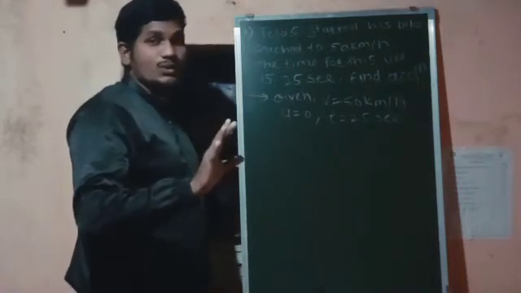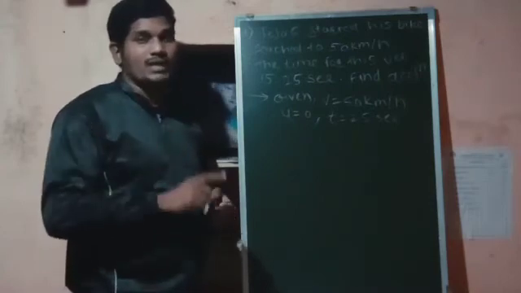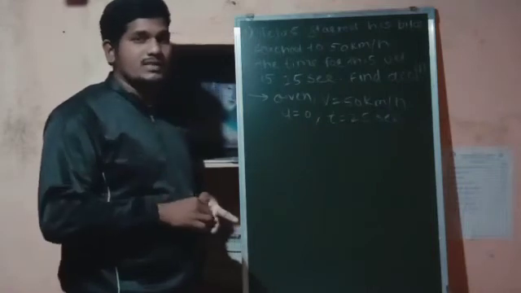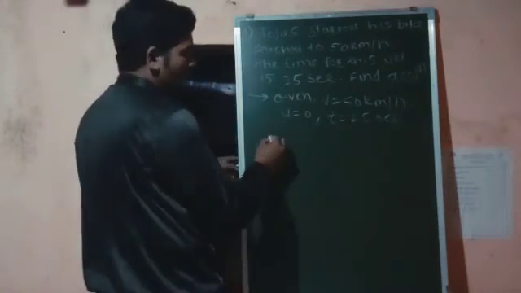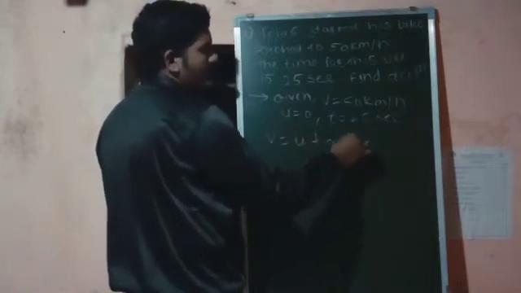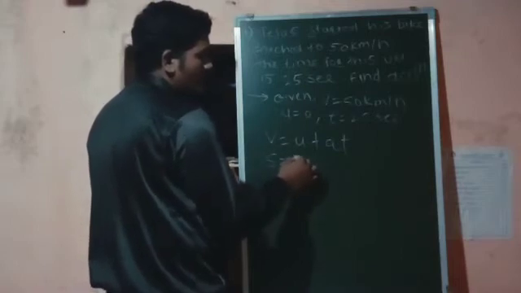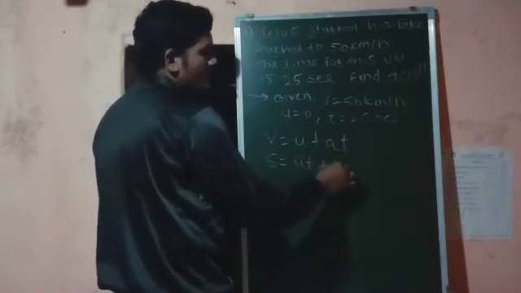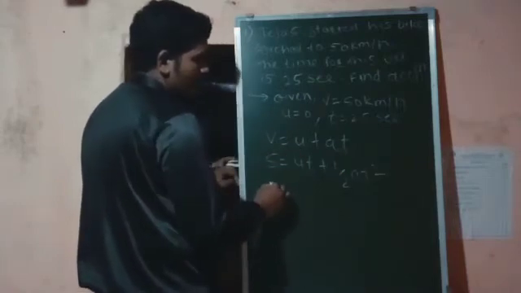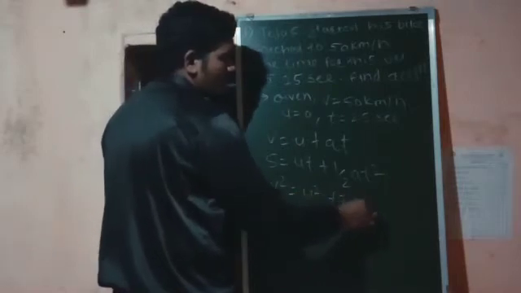Now I will tell you. We already know that we have to use any one formula out of these three. I will write them one by one, just focus here. The first one is V is equal to U plus AT. The second one is S is equal to UT plus half AT square. And the third one is V square is equal to U square plus 2AS.